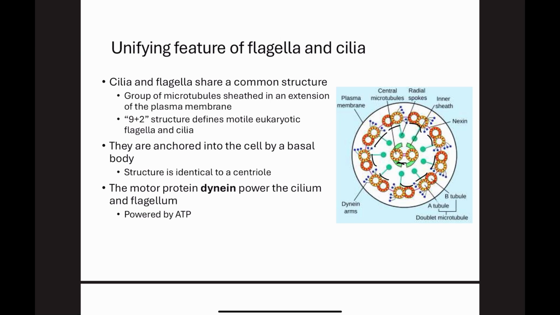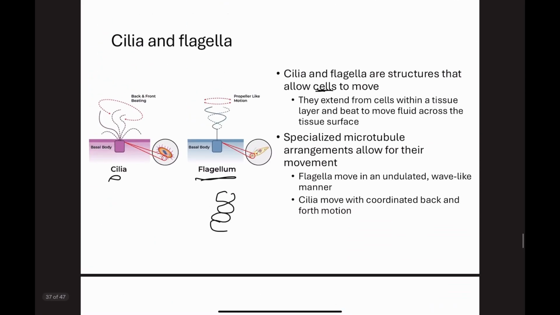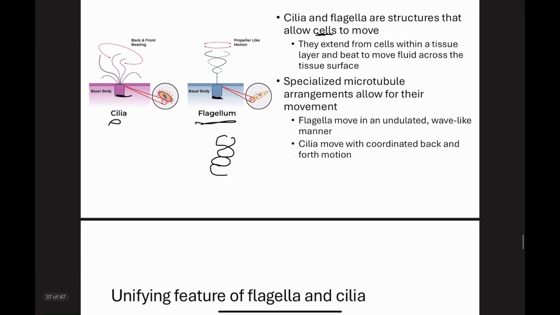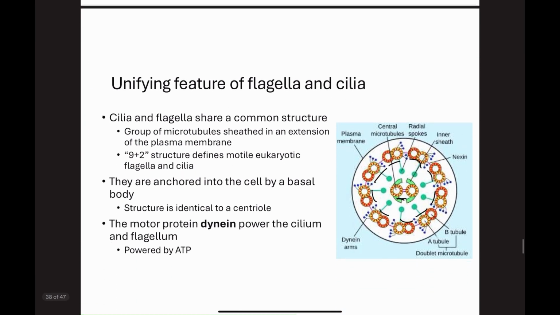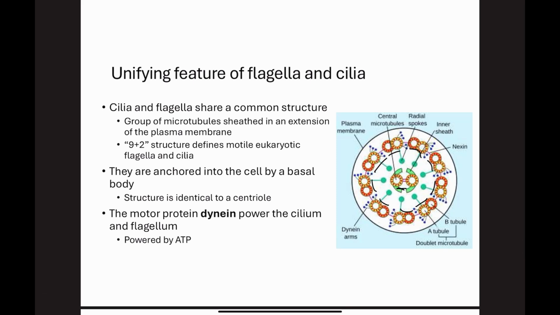And the cilia or the flagella is going to be anchored in a cell by its basal body. And that basal body's structure is identical to that of a centriole. And in a lot of animals, including humans, the basal body of the fertilizing sperm's flagellum is going to enter the egg and become a centriole.